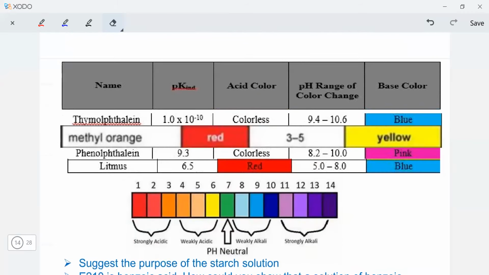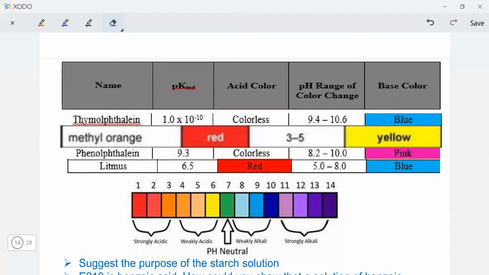Then here we have indicators. I've gathered the most important indicators for Paper 6, which repeat a lot. Methyl orange: remember B for banana, so with bases it is yellow in color, and A for apple, so methyl orange with an acid gives red, like an apple. Litmus paper is blue with a base and red with an acid. Phenolphthalein is pink in a base and colorless in an acid.